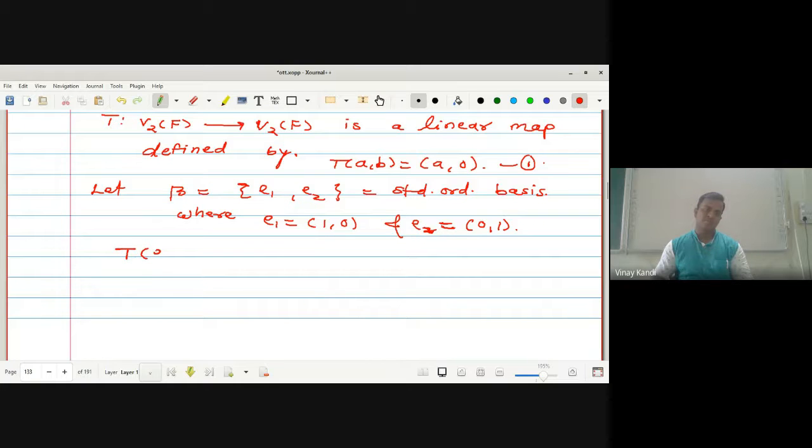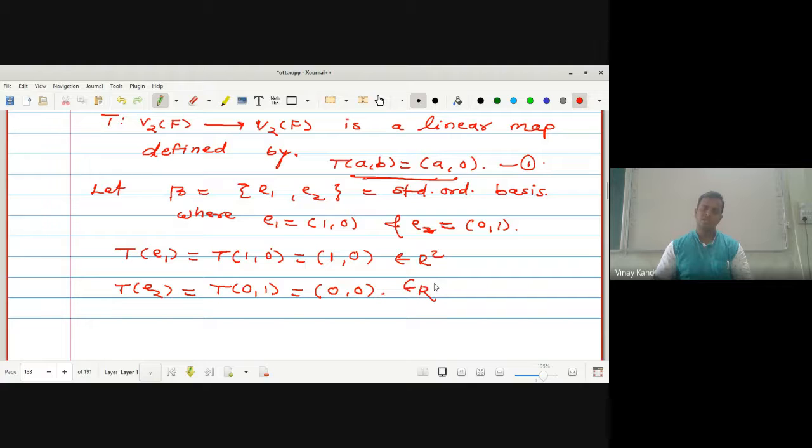Now find the T image of e1, that is equal to T of (1, 0). First coordinate is as is, second coordinate transformed to 0 from equation 1. So the first coordinate 1 is as it is, and the second coordinate is 0. Now T of e2, what is T of e2? T of (0, 1): first coordinate 0 is as it is, and second coordinate transformed to 0. Now this is the element of R2.